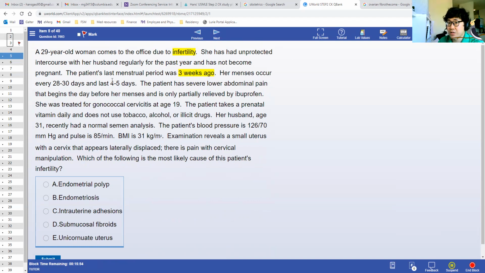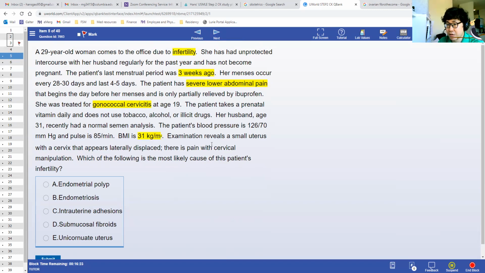LMP was 3 weeks ago. Menses occur pretty normally. Severe lower abdominal pain that's partially relieved by ibuprofen. All right, this could be pretty important here. It could point towards endometriosis, some kind of structural issue. She was treated for gonococcal cervicitis. So I'm really thinking, is this some type of PID or maybe endometriosis? Husband is normal. Yeah, because you always have to check the husband.